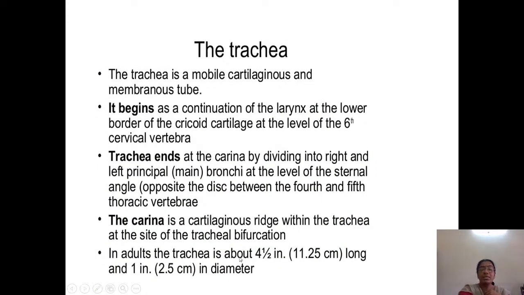Now coming to the size in adults: the trachea is about 11.25 centimeters, that is 4.5 inches long, and 1 inch in diameter. So when you look at the whole trachea, which is cartilaginous and membranous, it is about 4.5 inches in length, that is 11 or 12 centimeters, and its diameter is about 2.5 centimeters.